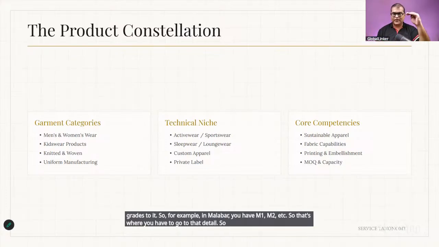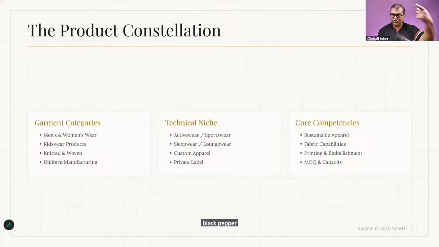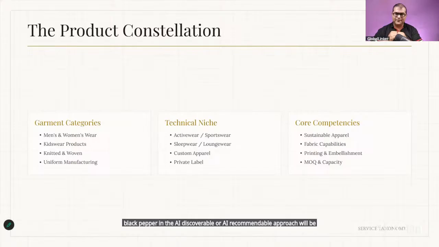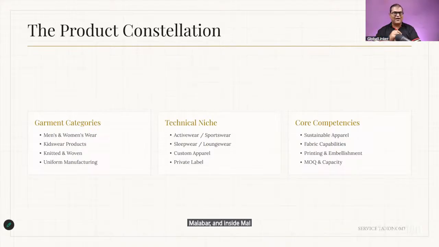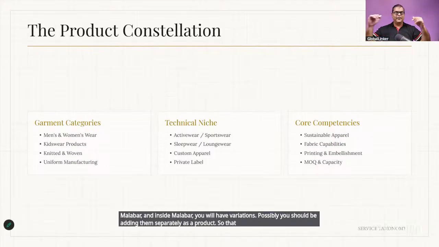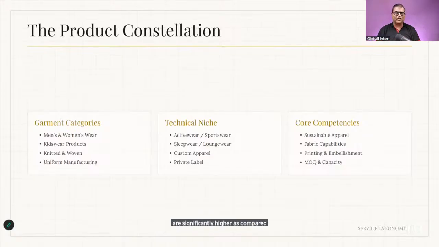So black pepper in the AI discoverable or AI recommendable approach will be a category. And then you will have subcategorization, Tellicherry and Malabar. And inside Malabar, you will have variations. Possibly you should be adding them separately as a product. Because when you're adding it separately as a product, it has its own identity on the internet. The chances of getting crawled and being properly understood by AI are significantly higher as compared to it being a variation in that.